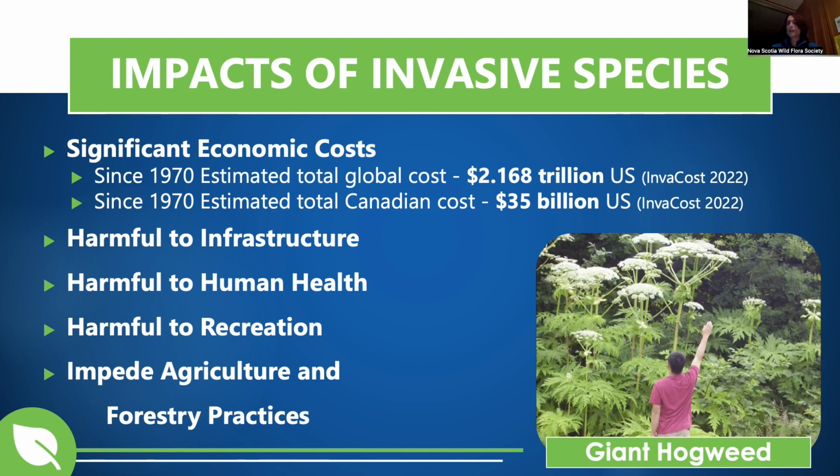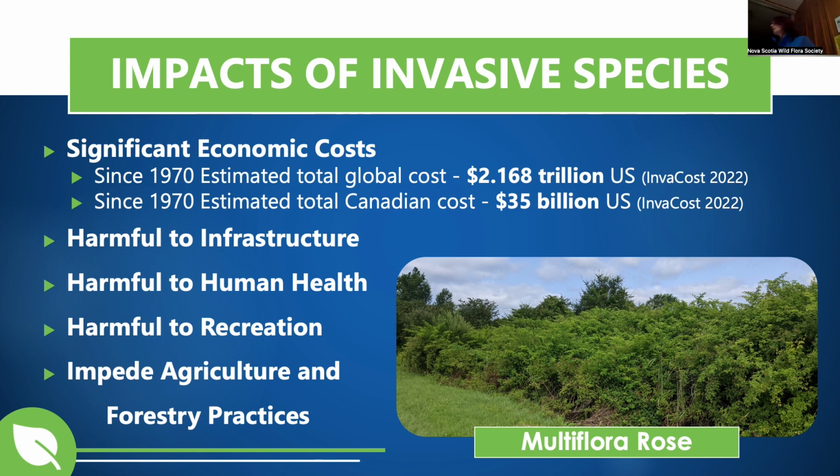They can also be harmful to human health. The giant hogweed is a very tall species that has a sap which, if it gets on you, can cause quite significant burns when exposed to UV light. This species has been identified in Nova Scotia, and there are a few areas that have this species.